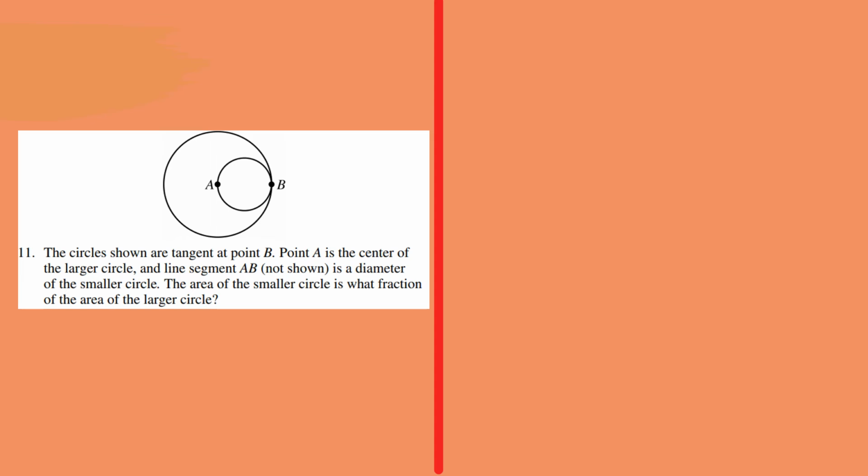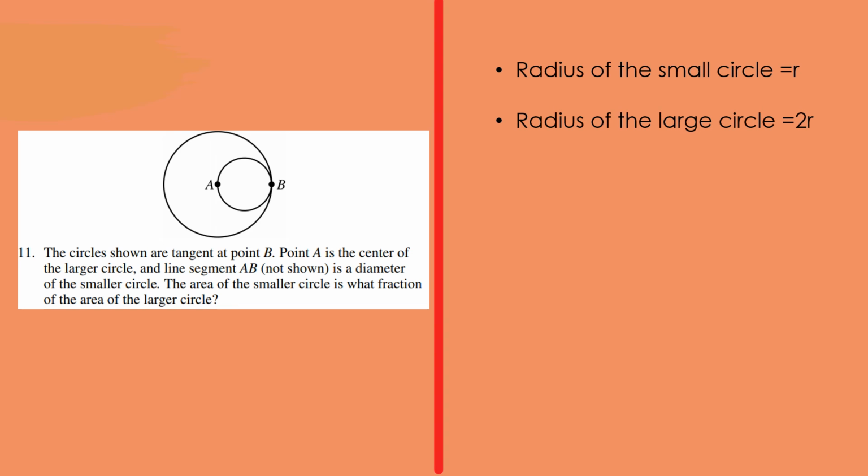The next question, question number 11. We have two circles, one touching the other, and the small circle is lying totally inside the large circle, and it touches at the point B. And also the radius of this small circle is half of the radius of the other circle, because A is the center of the larger circle. So the radius of the largest circle will be twice the radius of the inner circle. Or in other words, if the radius of the small circle is taken as r, then the radius of the large circle will be 2r.